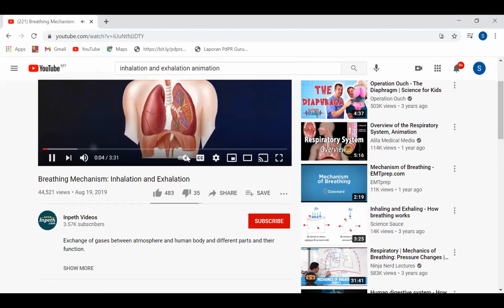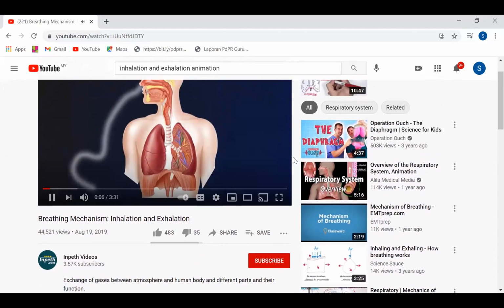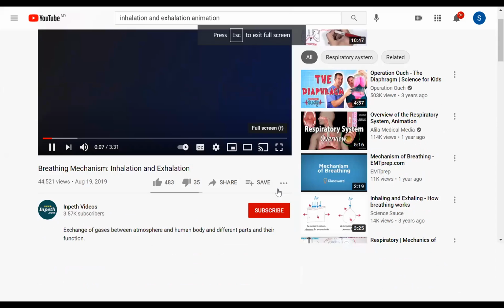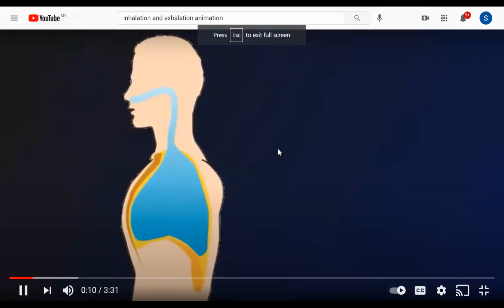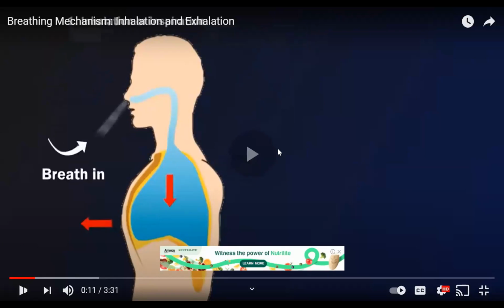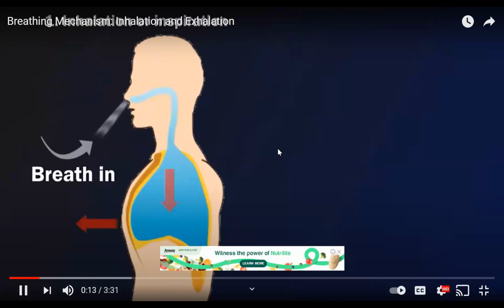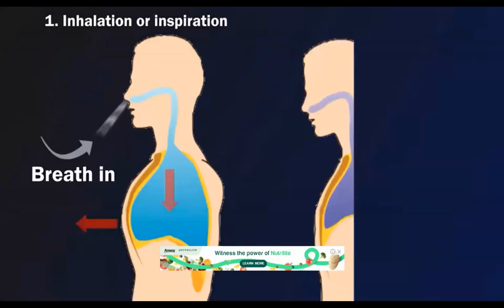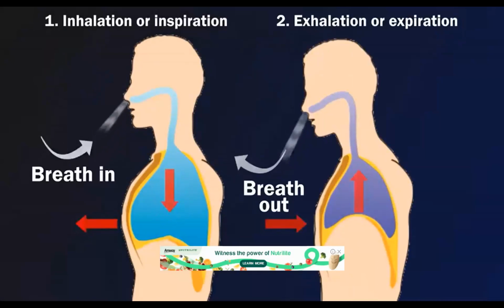The process of exchanging gases through the nose is called breathing. Breathing involves 2 steps. 1. Breath in, or inhalation, or inspiration. And 2. Breath out, or exhalation, or expiration.